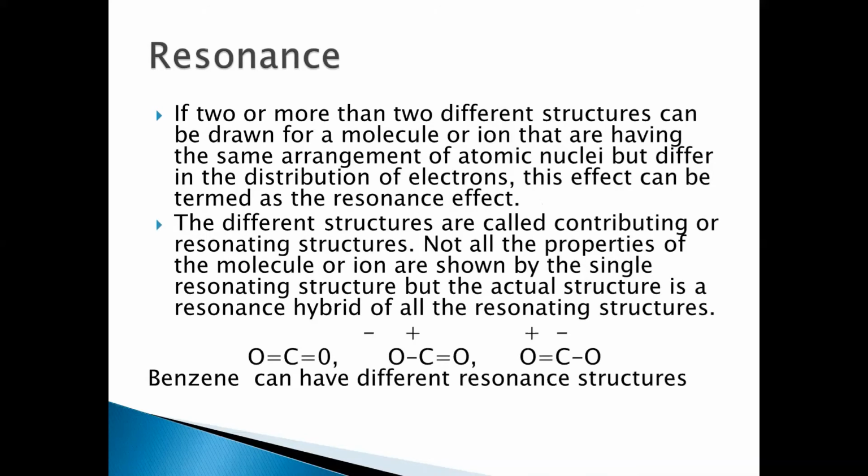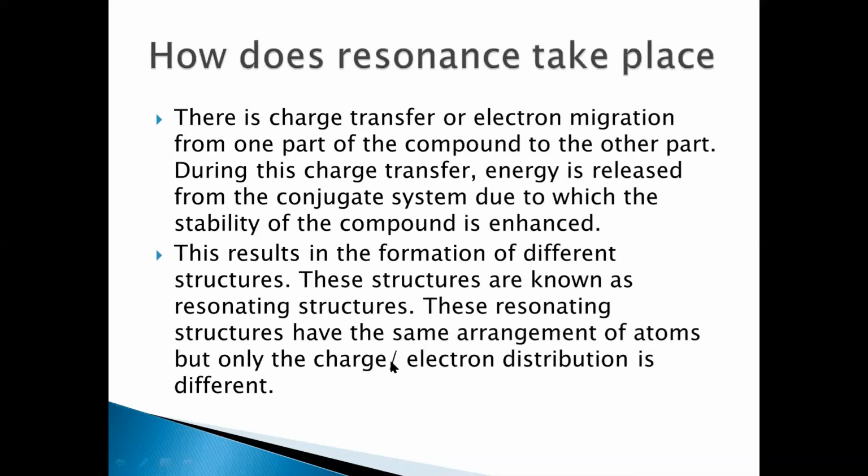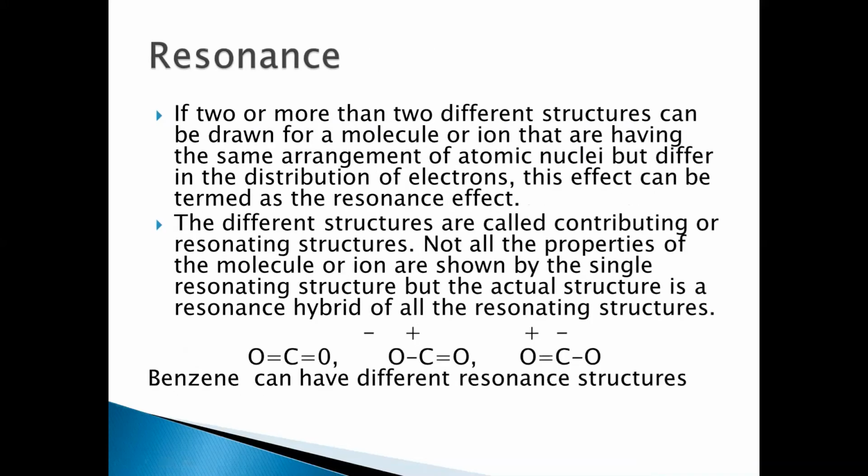But if you see the polar structure, if the conjugate pi bond breaks, what happens? Oxygen gets a negative charge, carbon gets a positive charge. Or if this bond breaks, oxygen gets a positive charge, and this carbon gets a negative charge. So these are different structures of carbon dioxide, with the same arrangement of atoms but different charge. Hence, if two or more structures can be drawn for a molecule or ion that have the same arrangement of atoms but differ in distribution of charge, this effect is termed the resonance effect.